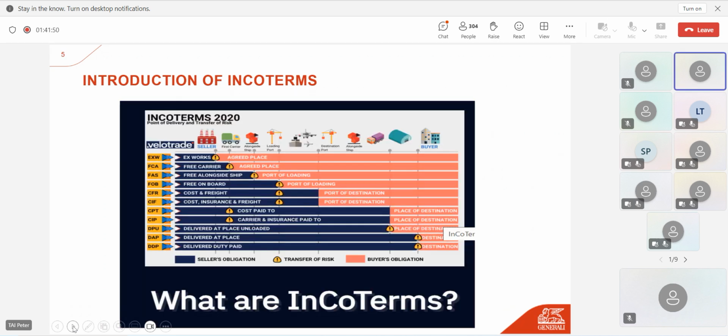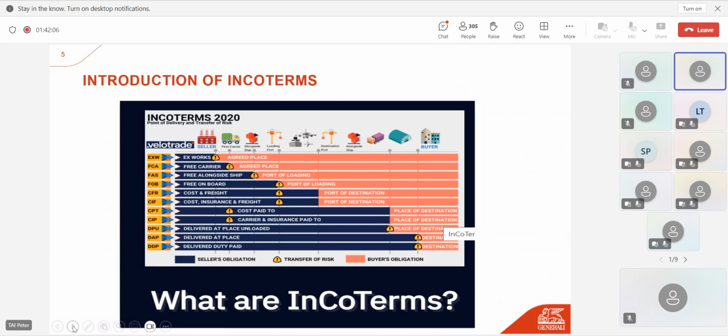Let's move on. So now there are 11 Incoterms. Like I say, this is a snapshot. You can see all these things. Don't worry, I'll explain one by one, and I'll give you examples one by one so that you can understand better.